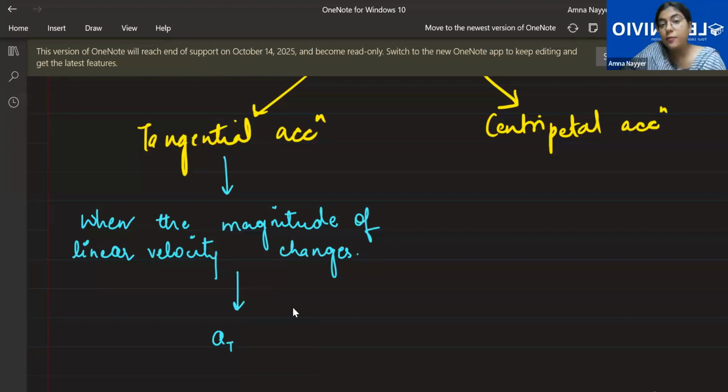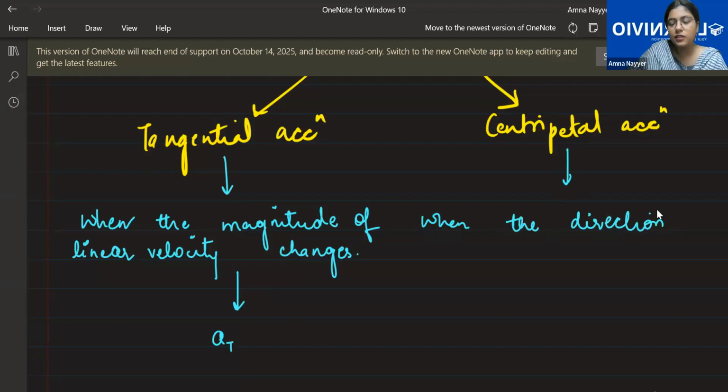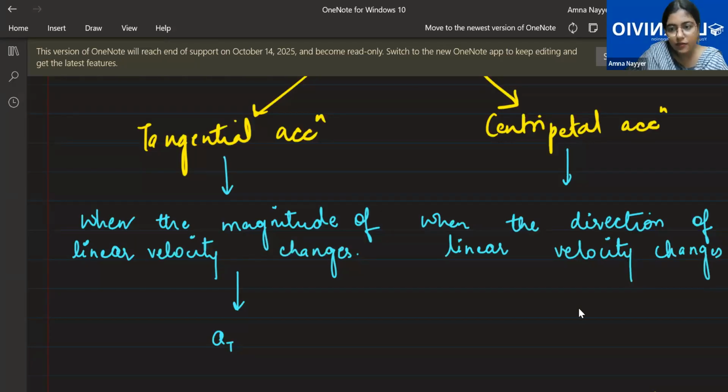Next you have centripetal acceleration in your system. This comes due to direction. The direction is changing. So when the direction of linear velocity changes, the kind of acceleration which you get in your system is the centripetal acceleration.